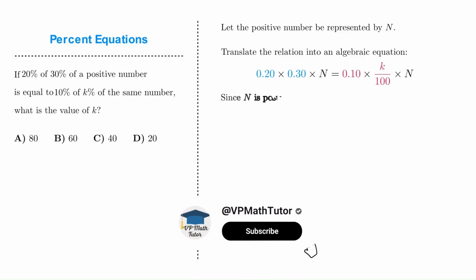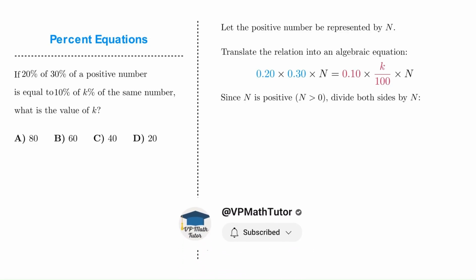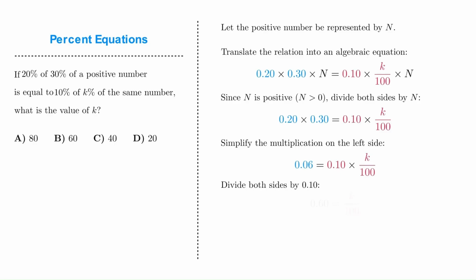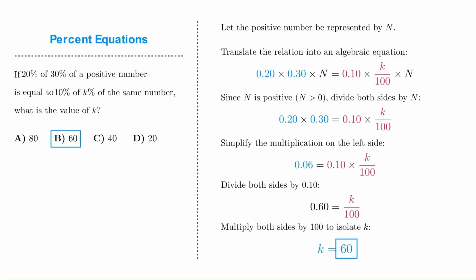Since we are given that n is a positive number, we know it is not 0. Therefore, we can simplify the equation by dividing both sides by n. Let's simplify the multiplication on the left side of the equation. To isolate the term with k, let's divide both sides of the equation by 0.10. Finally, we multiply both sides by 100 to find the value of k. K equals 60. This matches option B.